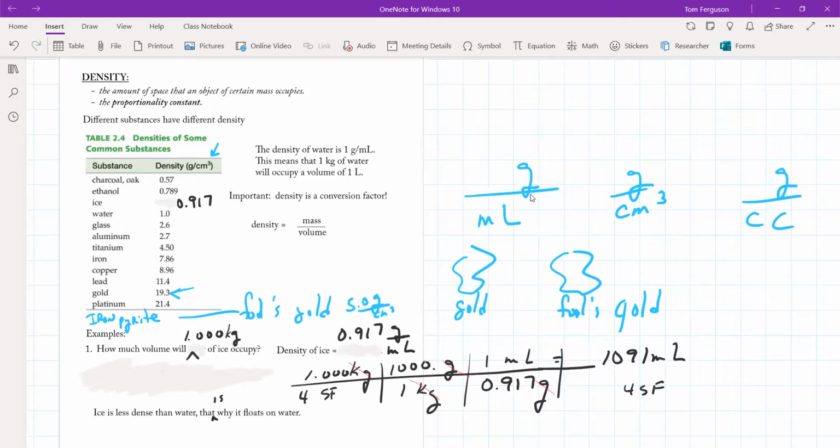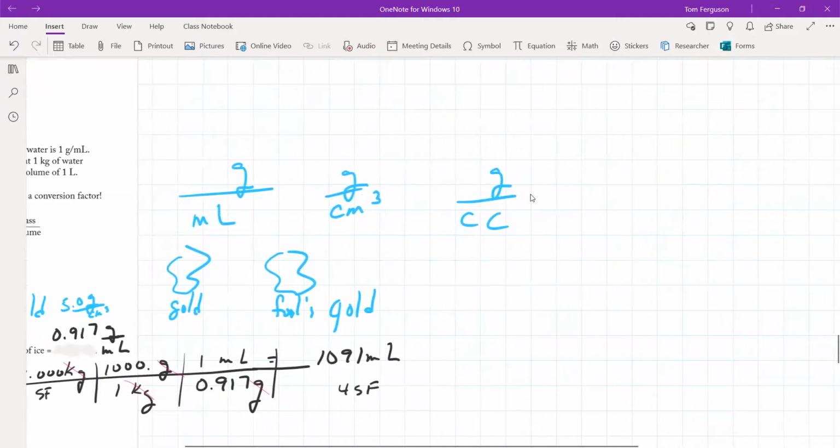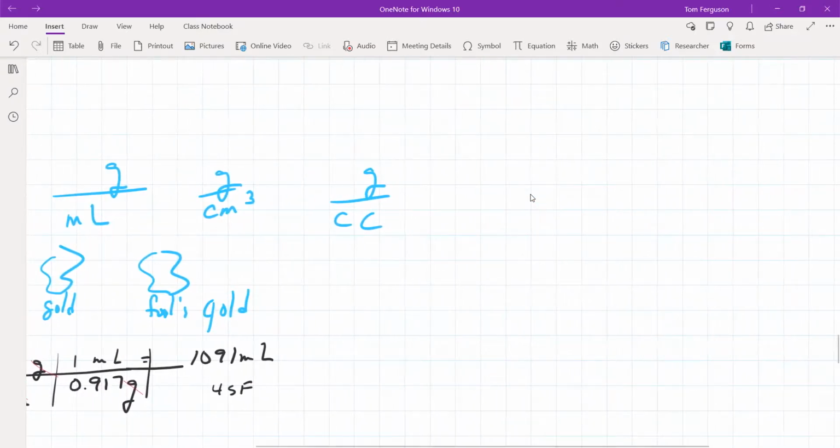By the way, the density of fool's gold is 5.0 grams per cubic centimeter. So how would we find the volume? Has anyone ever heard of Archimedes?